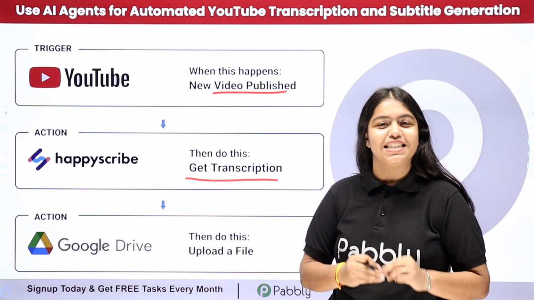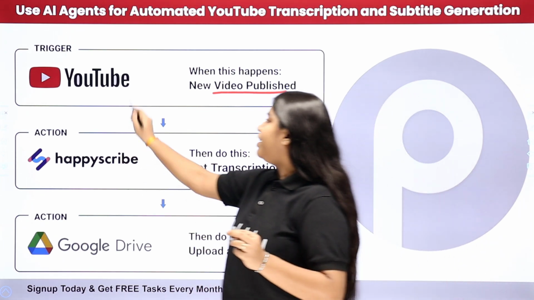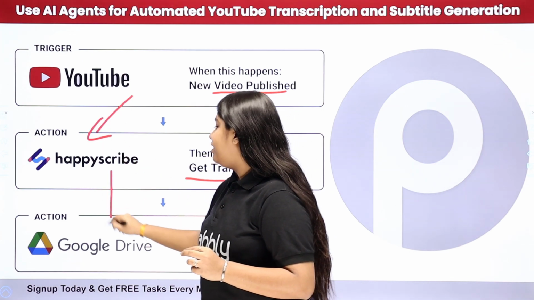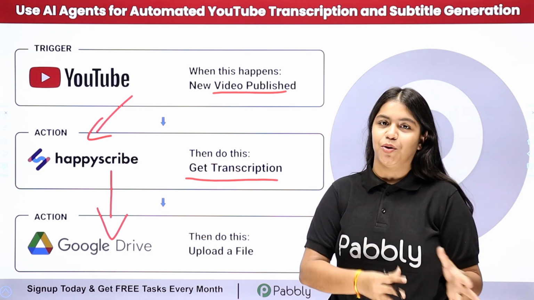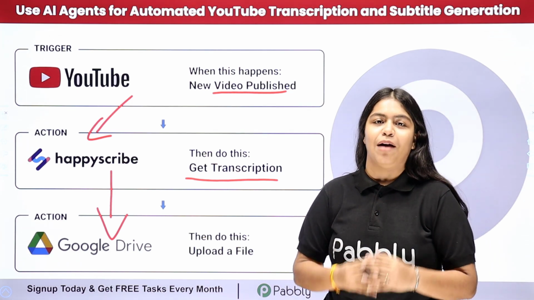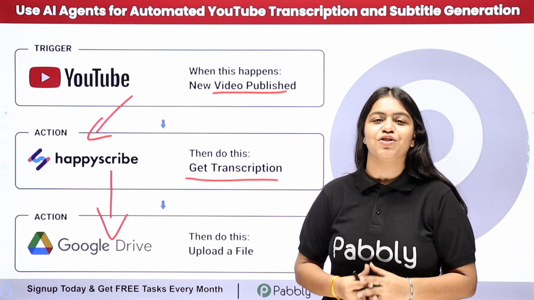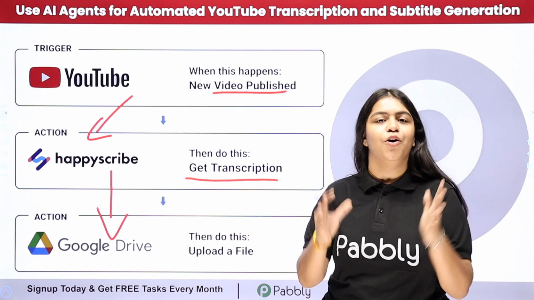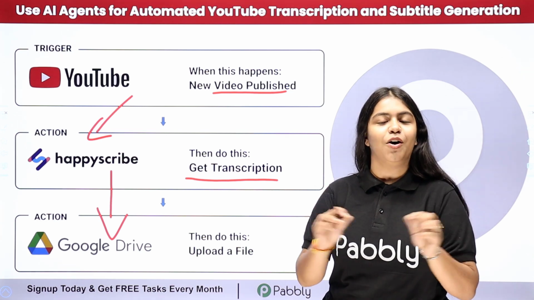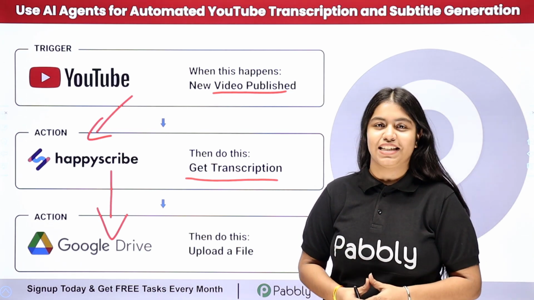So to do this, we are simply going to create a connection between YouTube, Happy Scribe and then Google Drive. And to create this connection without knowing any programming or coding language, we are going to use Pabbly Connect. It is an amazing automation software. So if you also want to create this amazing automation for your own YouTube channel, then for that you have to come with me towards my screen.